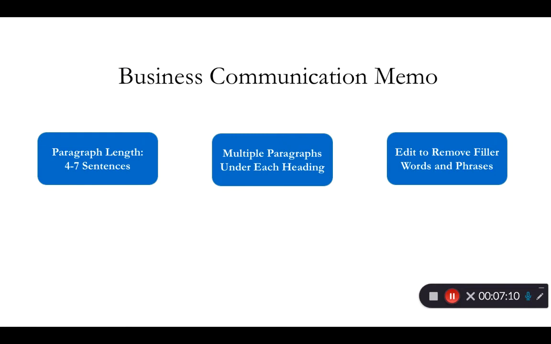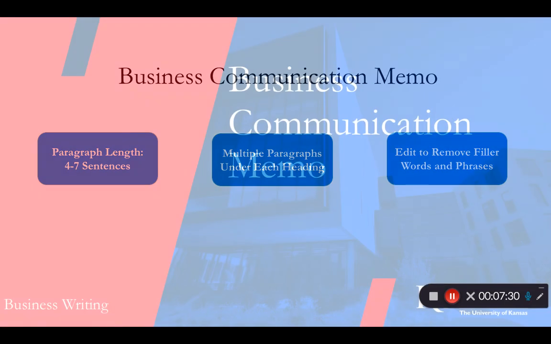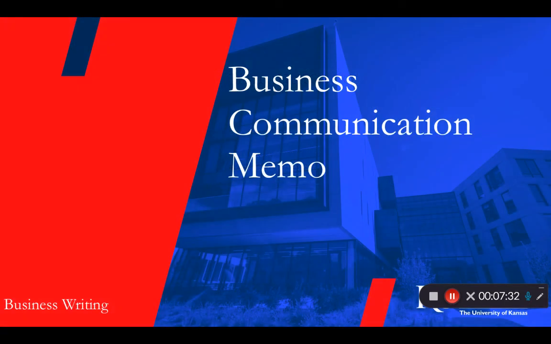In addition to following these examples, review our online lectures as you edit your memo. The Clear lecture notes that paragraphs should be 4 to 7 sentences and that you should include multiple paragraphs under each heading. The Concise module provides examples of how to edit your writing to remove unnecessary words and phrases. Your memo should reflect your understanding of all material covered in class.